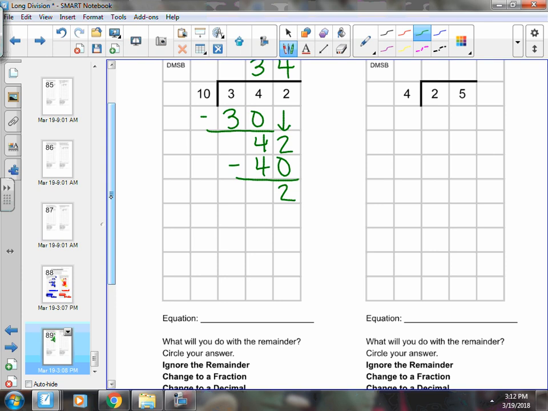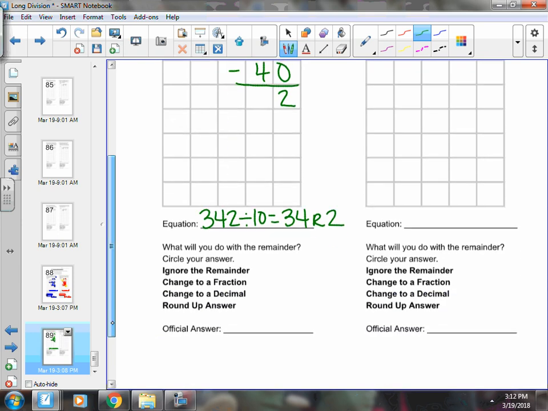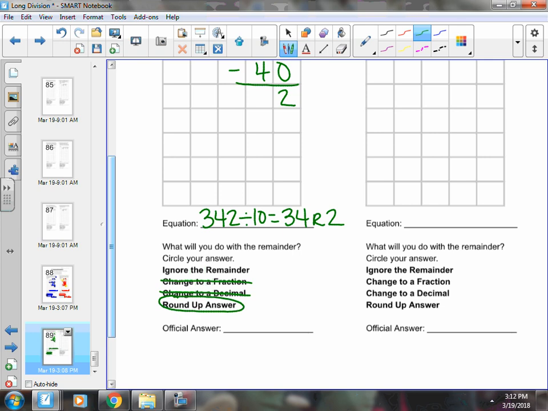But in terms of a story problem, I think we're going to have to figure out what to do with that remainder. 342 divided by 10 is 34 with 2 left over. And I know that the question asked about how many full groups of pens. Well, we're certainly not going to cut our 2 pens into pieces. And we don't have enough pens to make another full group.